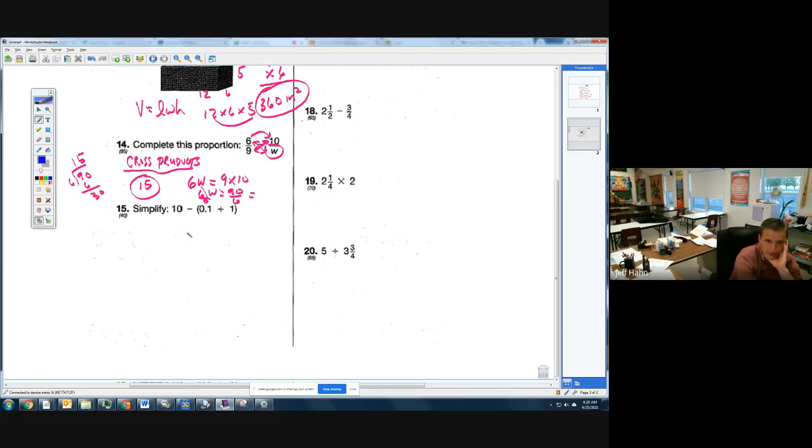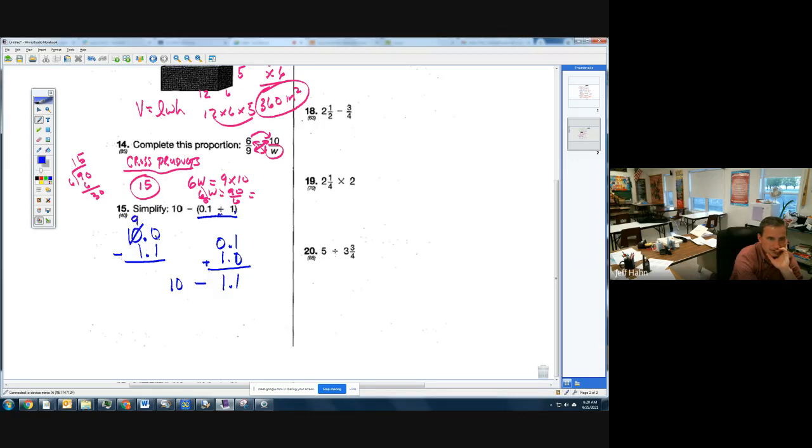Problem number 15, you have to do, again, order of operations, which means you have to do this first. 0.1 plus, remember the decimal in a whole number is at the end of it. 1.0 gives you 1.1, and then I have to do 10 minus that. So it looks like this, 10 point minus 1.1. Couldn't fill in some zeros there.